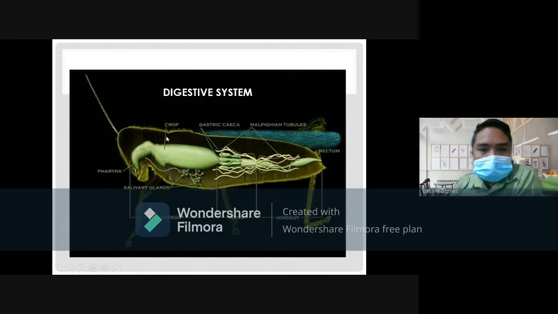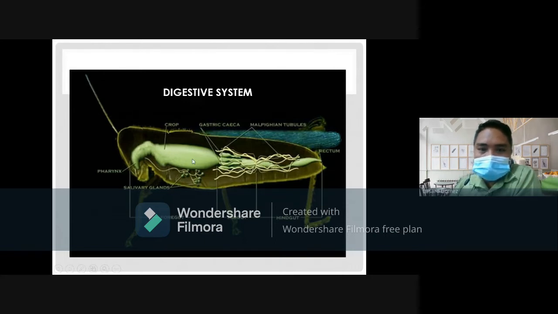Apart from that, in the digestive system of an insect we have the pharynx, from the insect's mouth. The food will pass through the pharynx and the esophagus, and then it is stored in the insect crop. This is where the insect's food is kept. The insect crop is located in the insect's thorax.